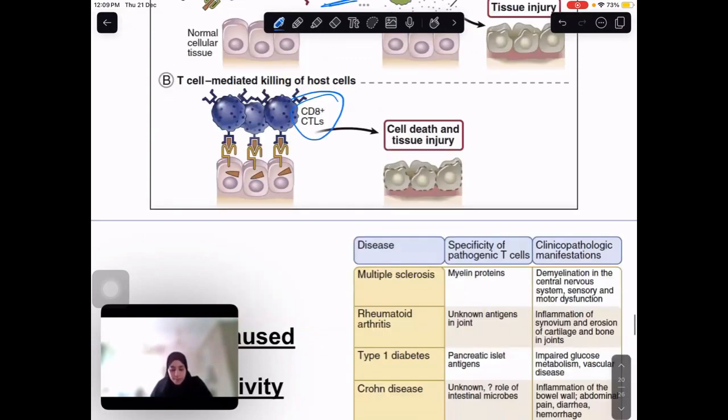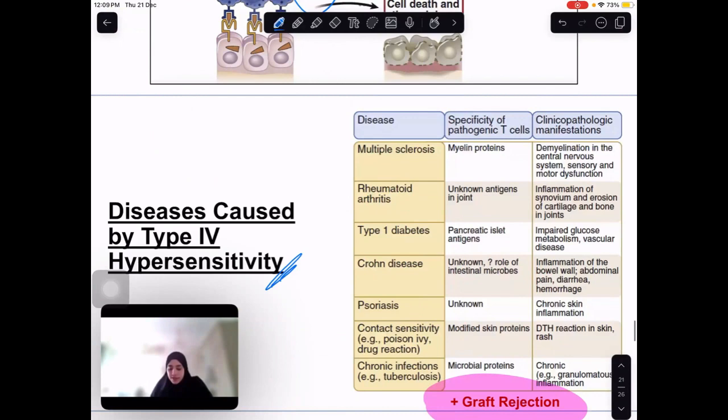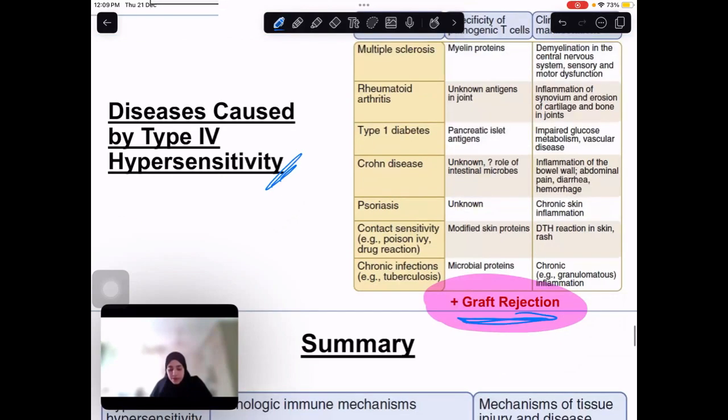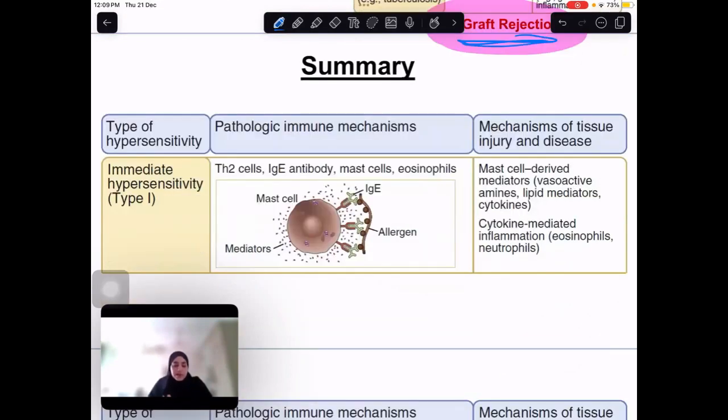Another example of the hypersensitivity is the graft rejection, which we're going to be talking about really soon in the next video. But as you can see, these are all the examples as well. So this is the summary. This summarizes the main things that we mentioned. So let's go over them.